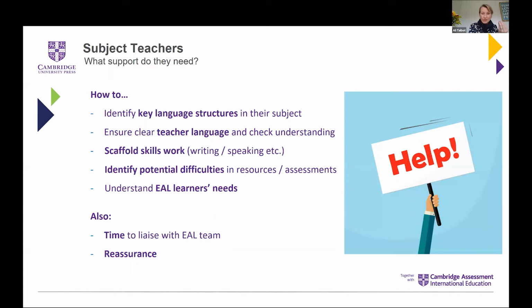So back to those basic EFL, English as a foreign language skills, like grading your language, checking understanding. How do you scaffold skills work, like speaking? How do you help the students with speaking? Can they identify a problem in an assessment when they've built a resource? Can they find where the potential difficulty might be for that EAL learner? Do they know what it means to be an EAL learner? And they need time and reassurance.